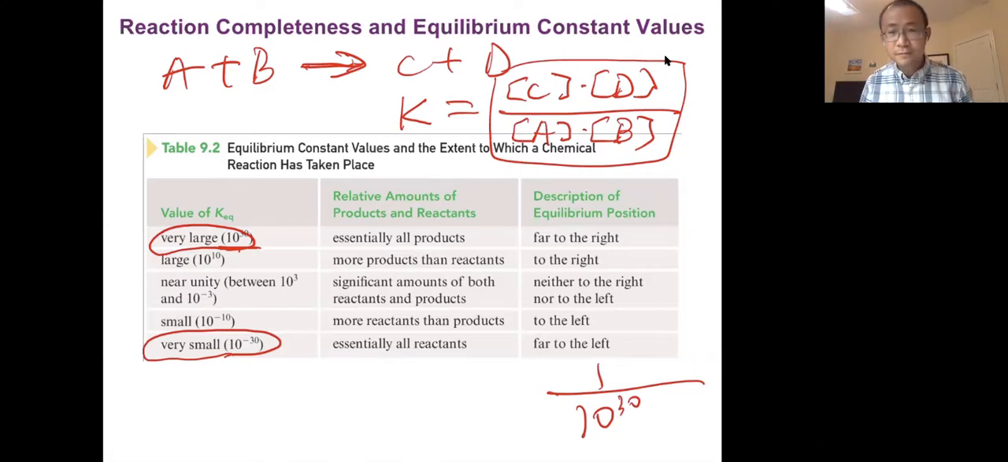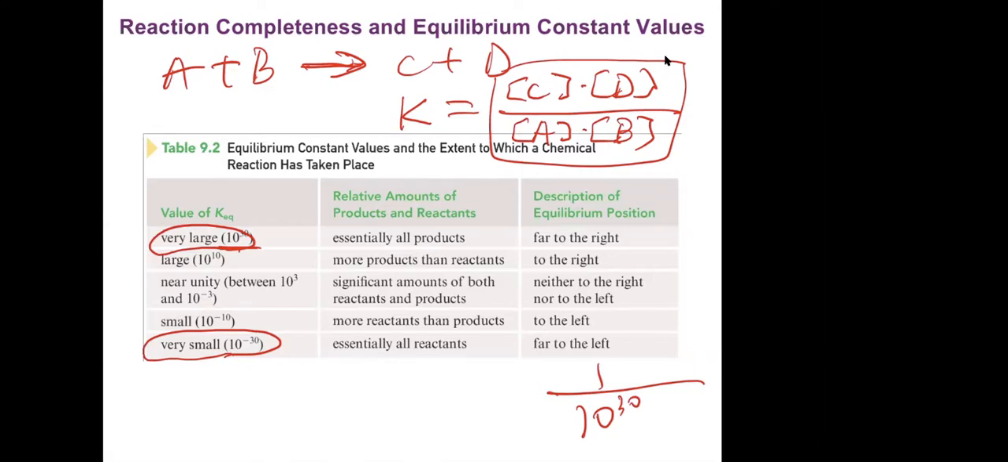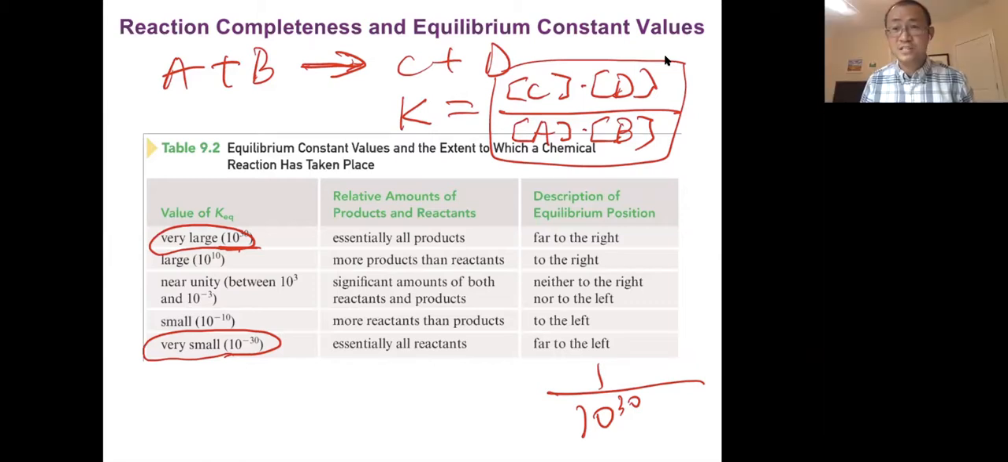Think about it. So what would have happened to C and D? Almost nothing. The reaction doesn't even happen. You have A and B as reactants. The reaction doesn't even go to the right. Why? Because K is small. Does it make sense?